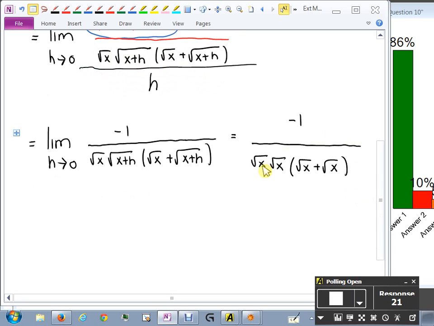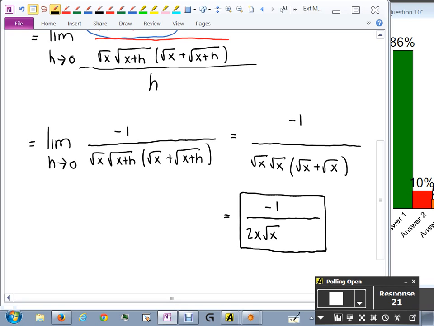All right, what's root x times root x? x. What's root x plus root x? 2 root x. So how about I write it like this? I just put the 2 out front. This right here is 2 root x times x, so that's 2x times root x. And box it up. This is it. That one was a little more challenging, I guess.